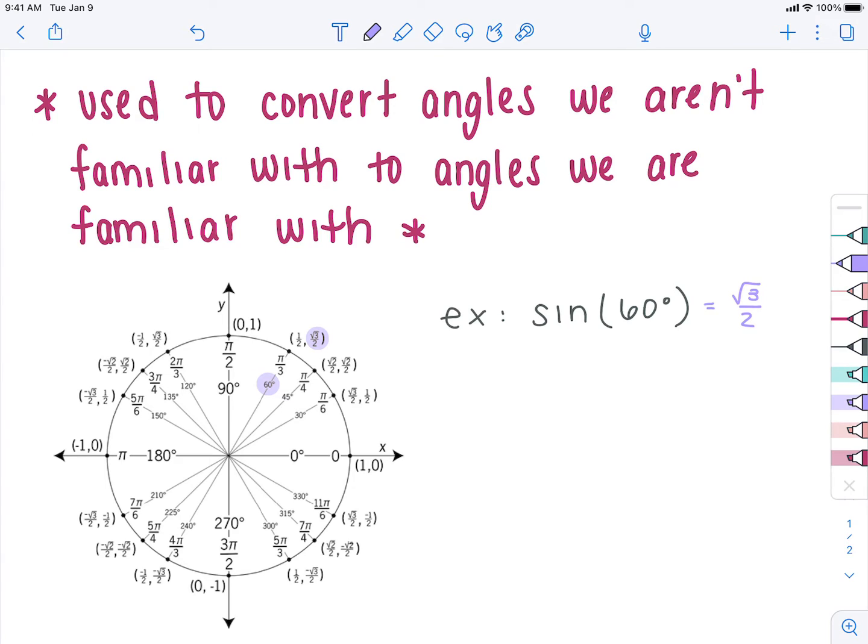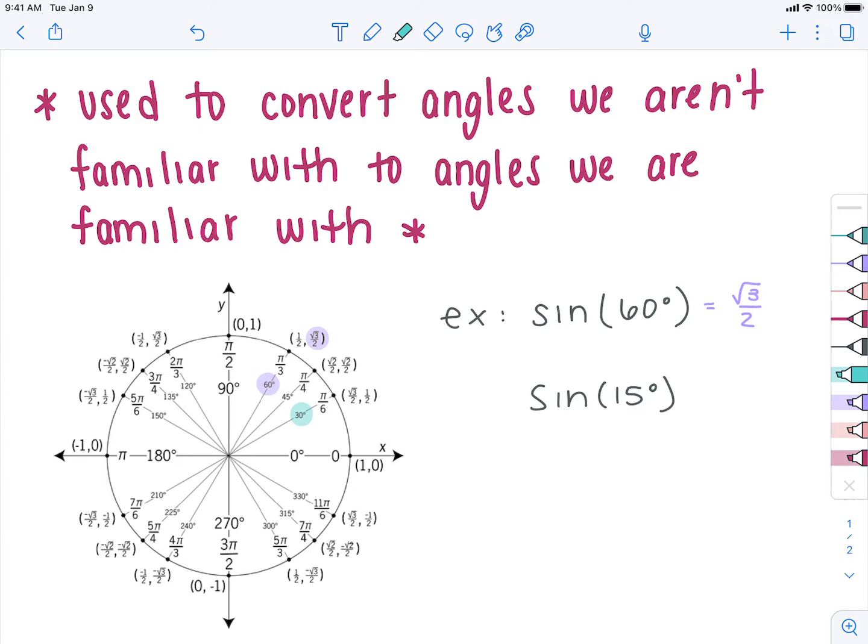But if I asked you to find something like the sine of 15 degrees, you went over to your unit circle, you looked at it and went, uh-oh, the smallest angle on my unit circle is 30. I don't have a 15 degrees on my unit circle. How can I find the sine? Today, you're going to be able to find the sine.